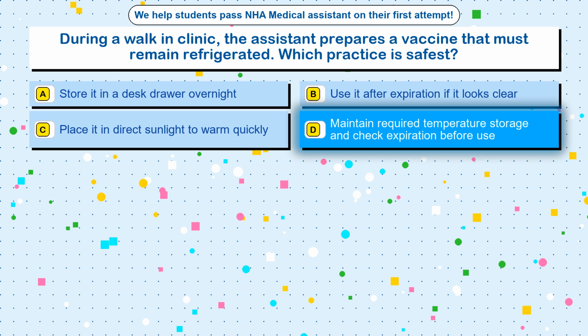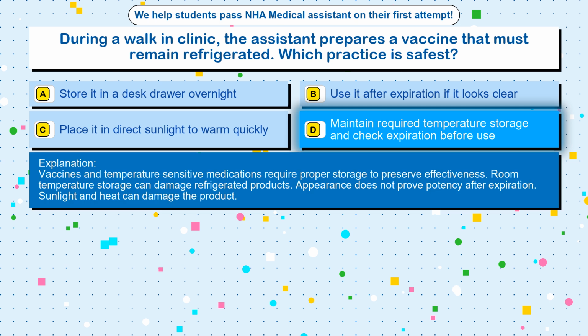The correct answer is option D. Maintain required temperature storage and check expiration before use. Vaccines and temperature-sensitive medications require proper storage to preserve effectiveness. Room temperature storage can damage refrigerated products. Appearance does not prove potency after expiration. Sunlight and heat can damage the product.